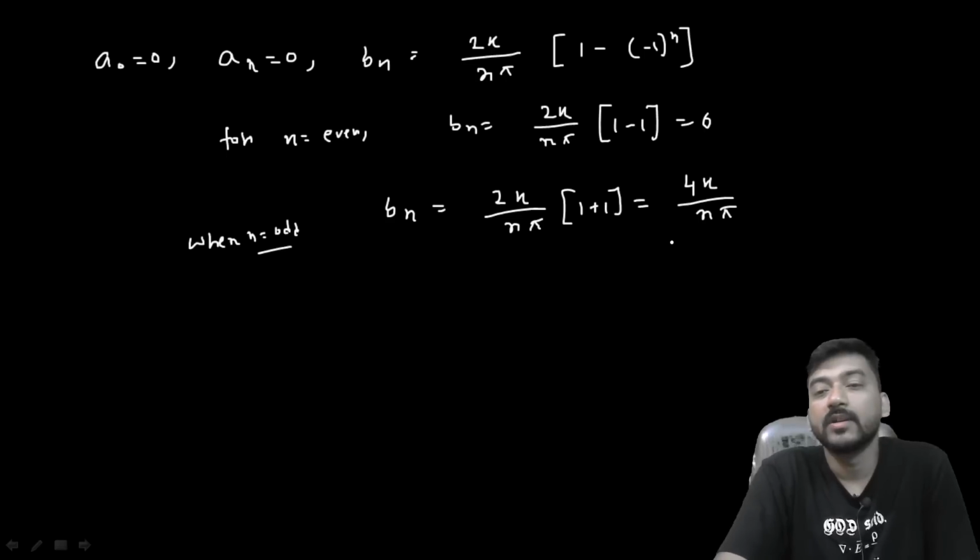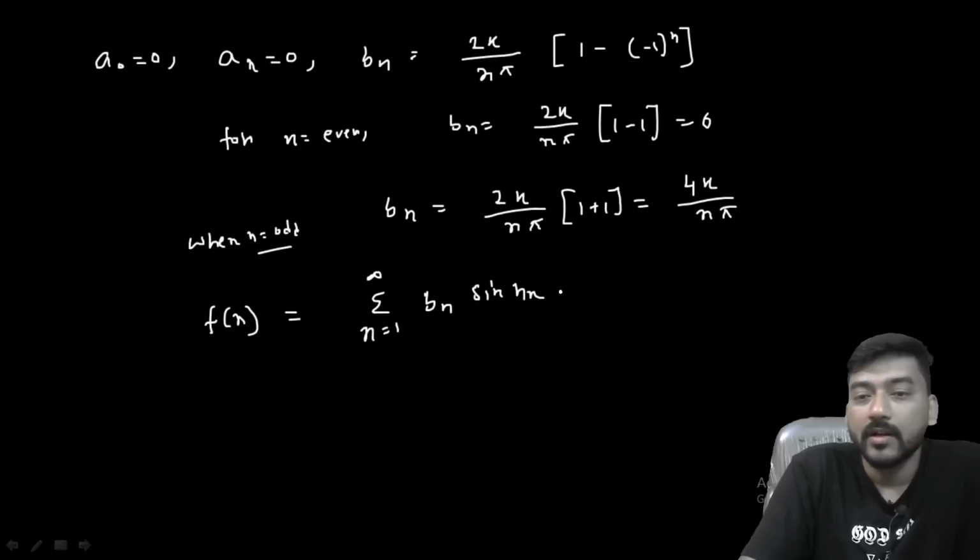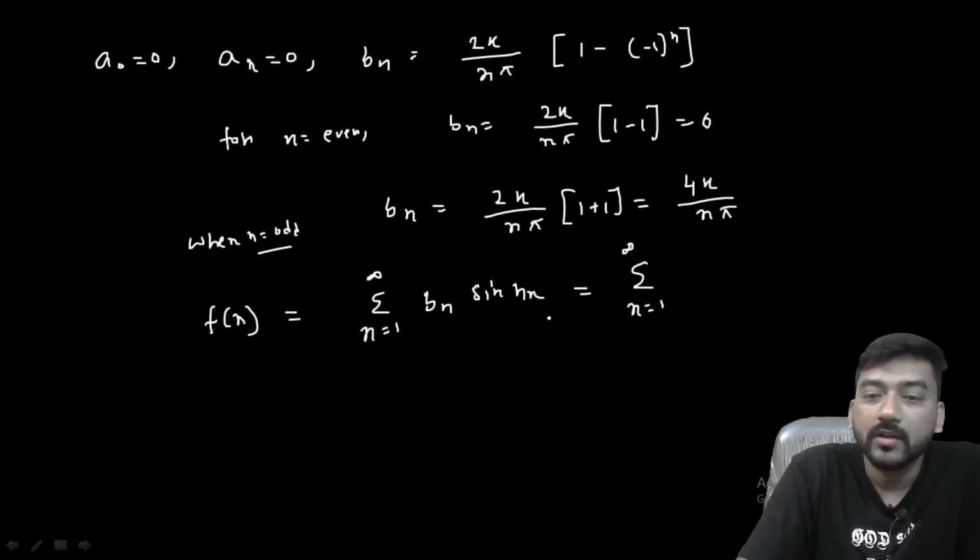4k upon n pi. Bn is equal to 4k upon n pi. Okay, so what will be your series? Your series will be only for n odd, and you will get f of x is equal to summation n is equal to 1 to infinity bn sin nx, because a0 and an are 0. Now here you have to put bn, n is equal to 1 to infinity, but this n should be odd. Okay, let me write first. So it will be just 4k upon n pi into sin nx.